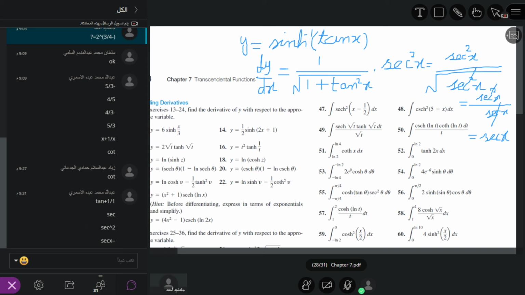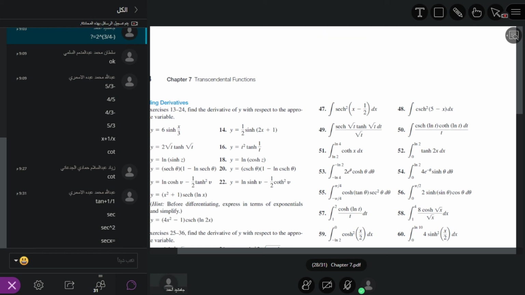So after this question, we have question number 45 in our syllabus. What is it? It is the integral of sec hyperbolic square root of t tan hyperbolic square root of t dt, divided by square root of t. We solve this by the substitution method.